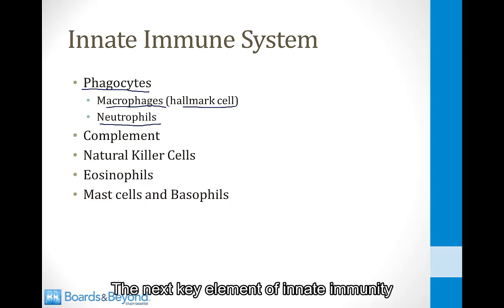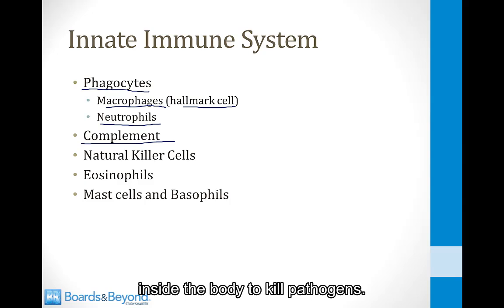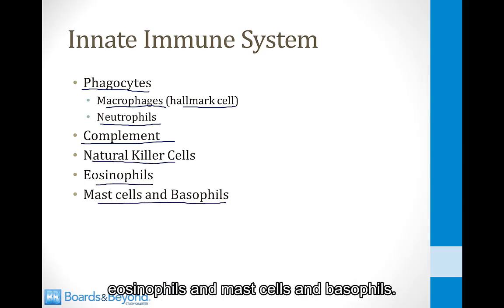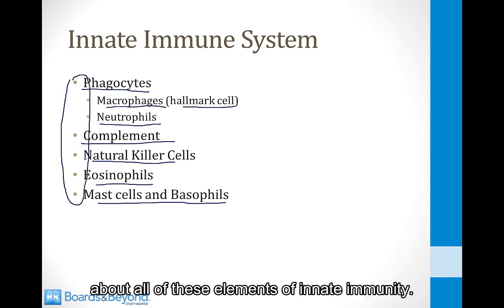The next key element of innate immunity is the complement system. This is a series of proteins that can be activated inside the body to kill pathogens. And then finally, there are natural killer cells, eosinophils, and mast cells, and basophils. And in the remainder of this module, we're going to talk about all of these elements of innate immunity.